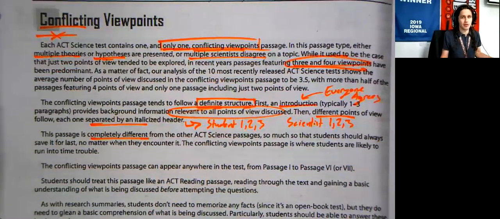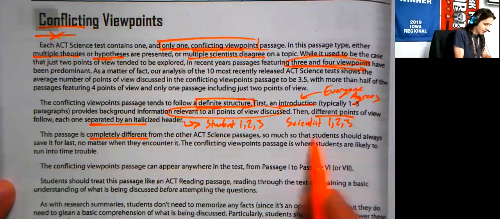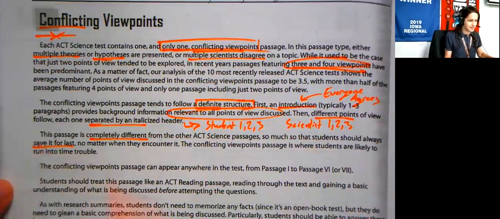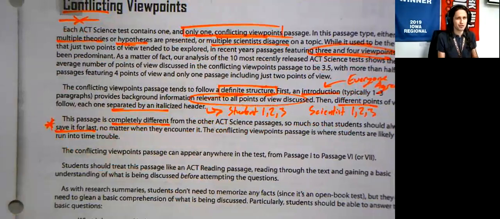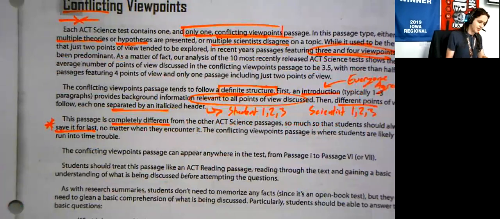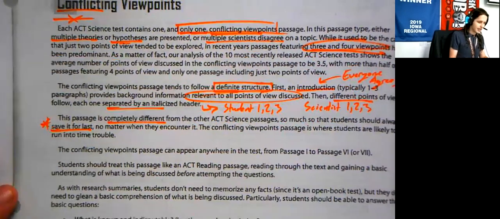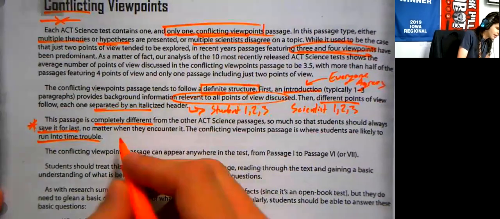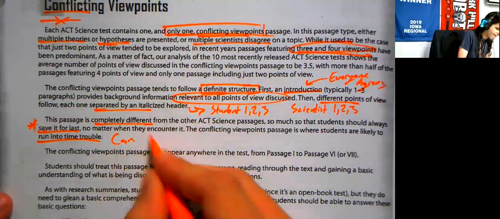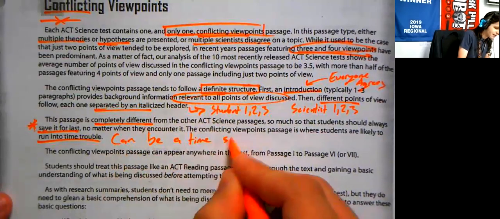These things are gnarly, completely different. They don't look like the rest of the science test, really. So much so that you should always save it for last, and I think that's pretty good advice. The one caveat I'll say is if you're the reading superstar, if you're above a 28, 29 in reading, and you're trying to get big money, then maybe you tackle this one in order. But gosh, it offers the potential to be a massive time suck.